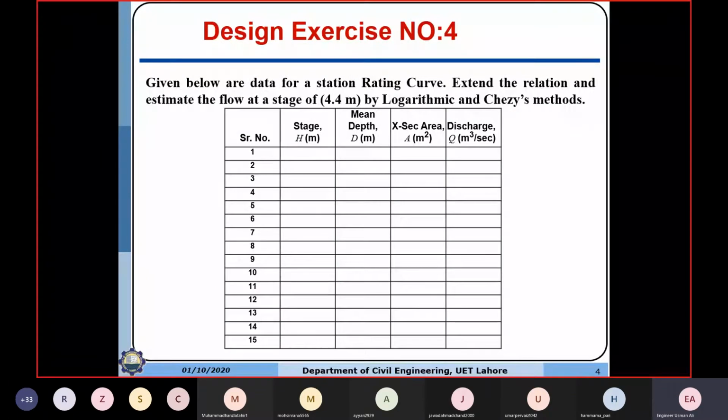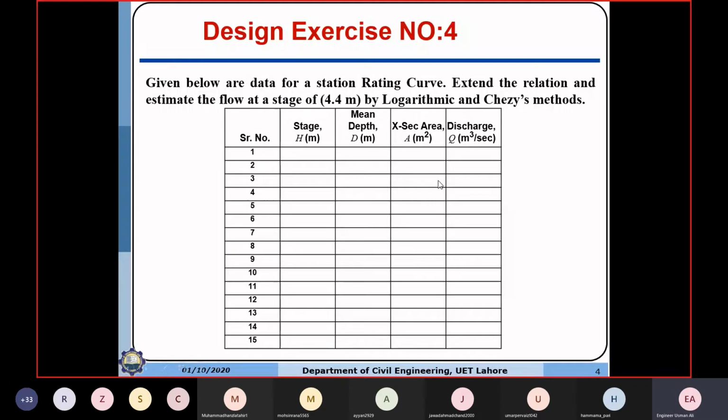So this design, the statement is: given below are data for a station rating curve. Extend the relation, meaning extend the rating curve, and estimate the flow at a stage of 4.4 meter. Here there is a blank space, so mention 4.4 meter by the logarithmic and Chase's method.